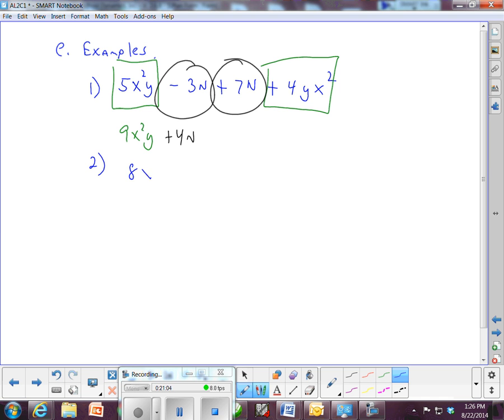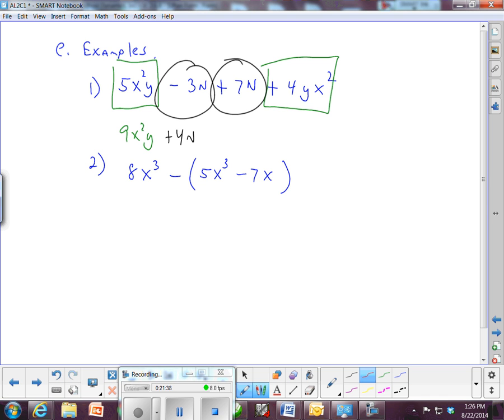How about 8x cubed minus the quantity, so minus parentheses, 5x cubed minus 7x. Alright, so in this case we have a monomial, 8x cubed, and then minus a binomial, 5x cubed minus 7x. Alright, so again, try to work that one. Pause if you don't want to hear the solution here in the next couple seconds. Alright, and here we go.